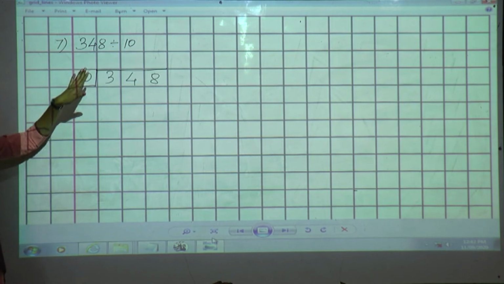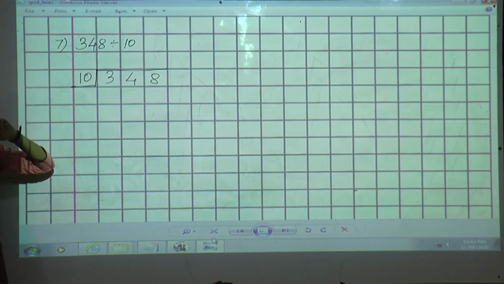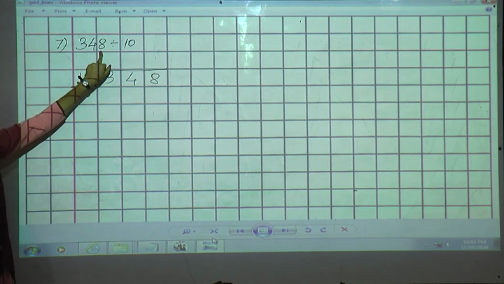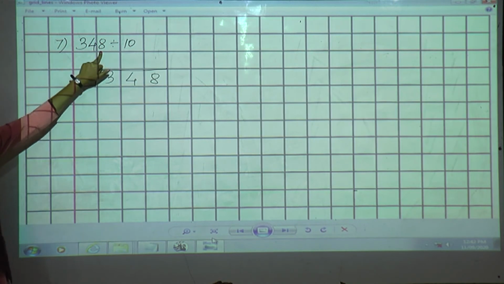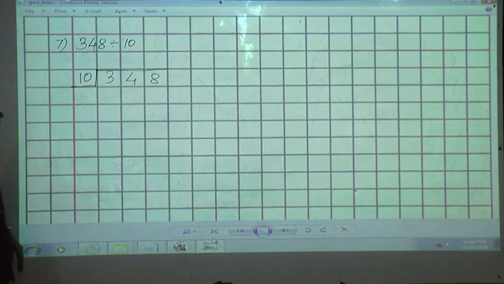So by this rule, what will be the remainder in this example? Yes, 8 is the remainder, because at ones place here 8 is there. Okay, and the remaining two numbers, 34, will be the quotient. So let us check the example.